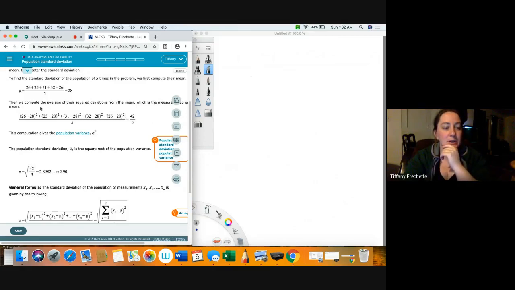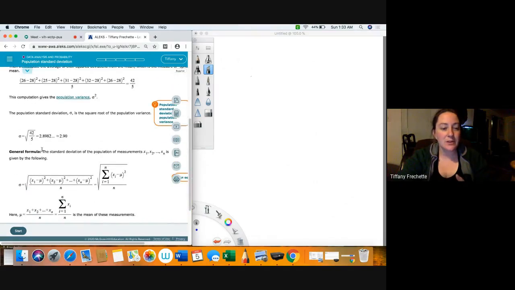So once they get to the end, they're not telling you what each one of these equals. They just skipped ahead and told you if you do all these calculations, you get 42, and then you're going to divide by 5 again, because that's how many numbers you have here. This is one number, this is one number, this is one number, this is one number, and this is one number. So it's 5 different numbers. So if you do 42 divided by 5, and they're actually not showing you, I want to do it real quick, 42 divided by 5, we get 8.4.